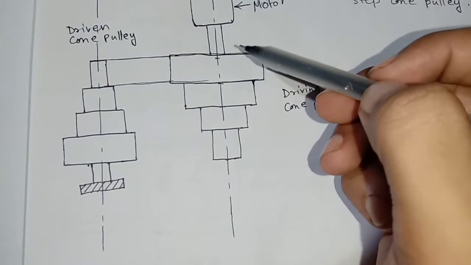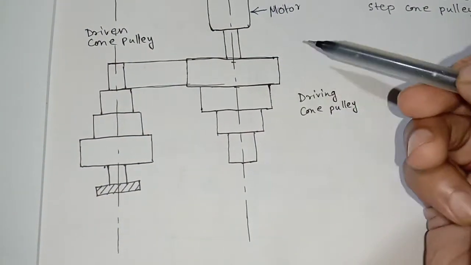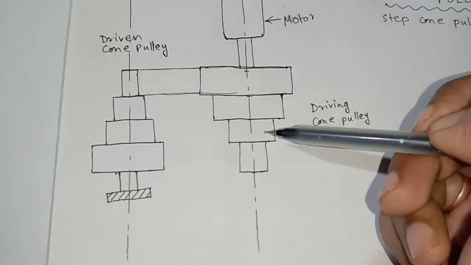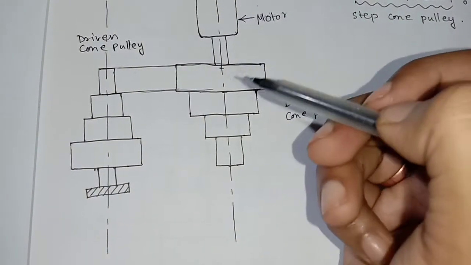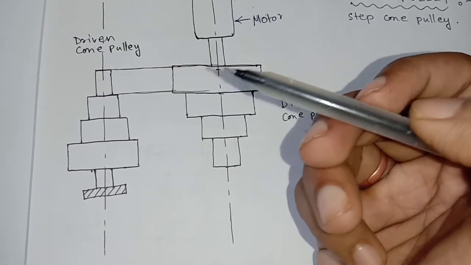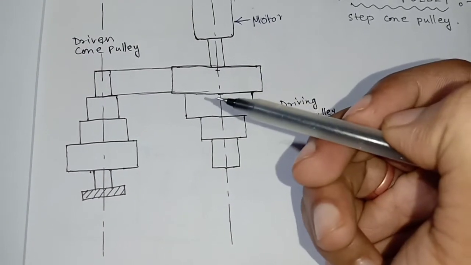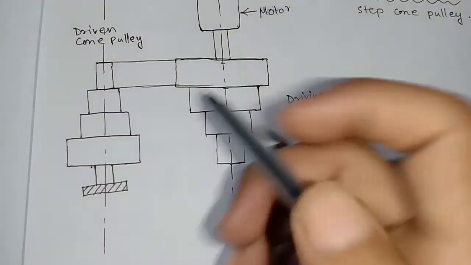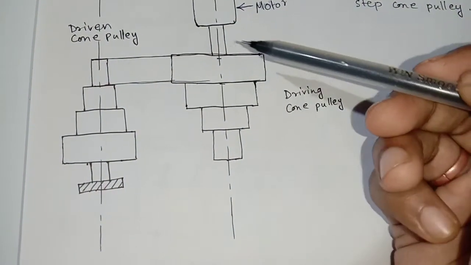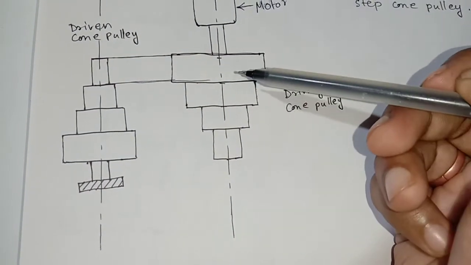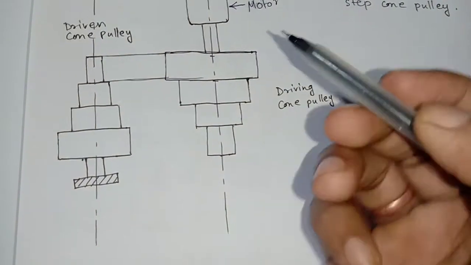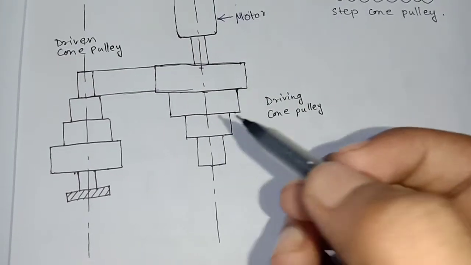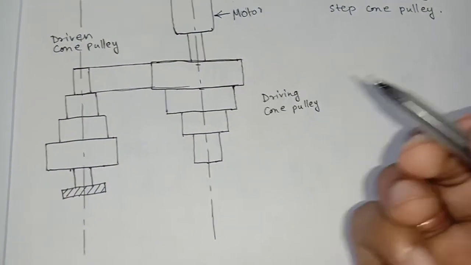Okay, these cone pulleys have four steps, and by the help of four steps we can get four different speeds. Okay, by the help of cone pulley we can get speed variation, and as the cone pulleys are stepped by four steps, that's why we can get four different speeds. The most important thing, how do we get different speed?